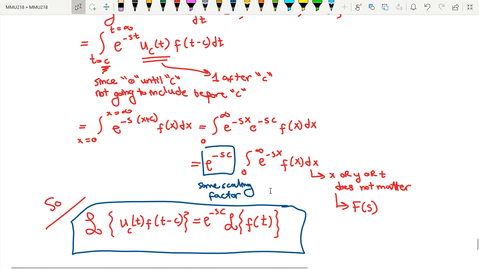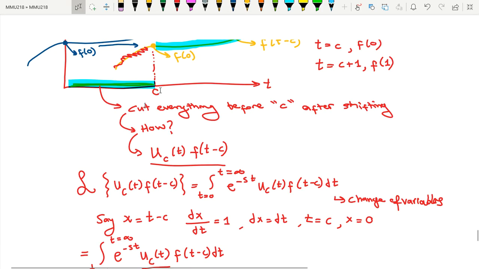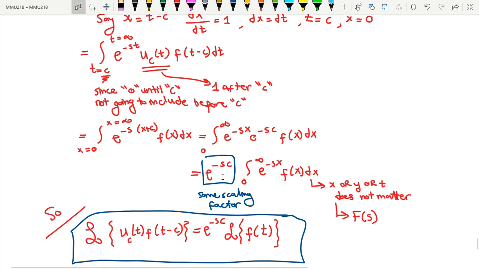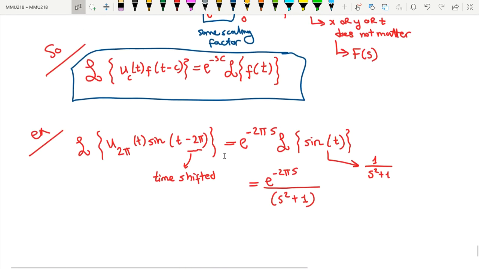So I'm going to rewrite this expression as Laplace of f(t), because it's again equal to capital F of s, the Laplace itself. But what do we have added by time shifting? I have an added component, e to the minus sc. The negative of the amount of shifting is coming here as an exponential, e to the minus sc, right here.